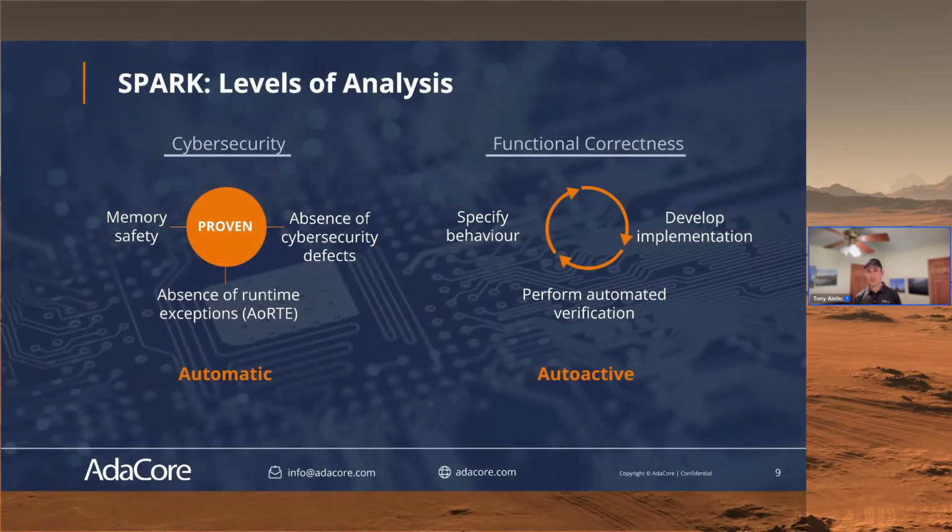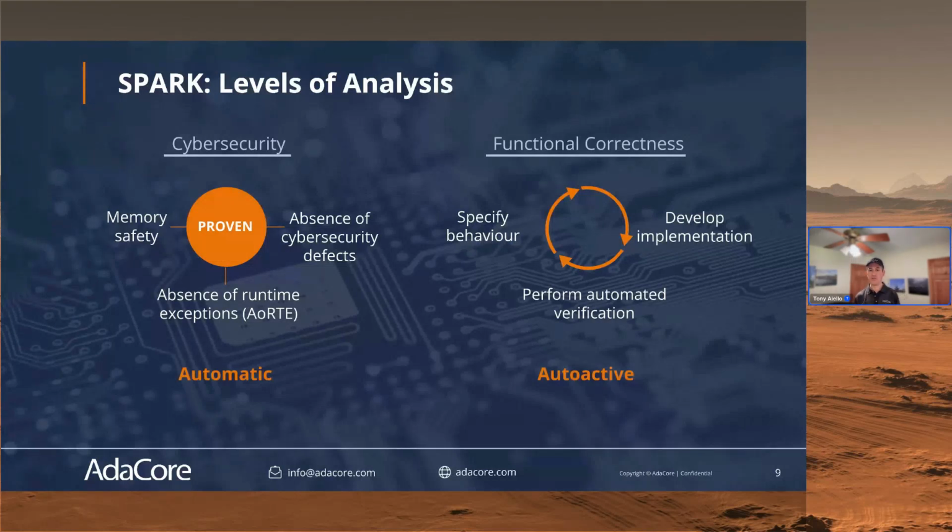Spark offers a couple of different levels of analysis. So on the left-hand side here, I'm sort of positioning Spark for cybersecurity. So Spark will prove memory safety. So this is very similar to what Rust has, where Rust is proving memory safety with its borrow checker. Spark is going to statically prove that your program is memory safe, provided you're fitting within that ownership model of Spark. Spark also has full awareness of the checks in Ada, and it will prove statically absence of runtime exceptions.